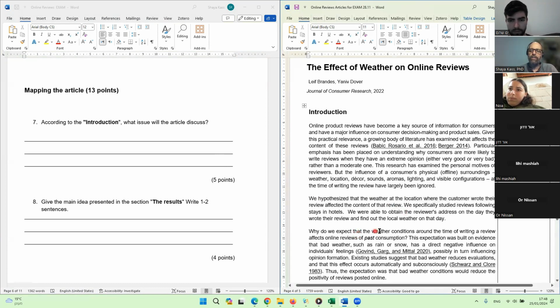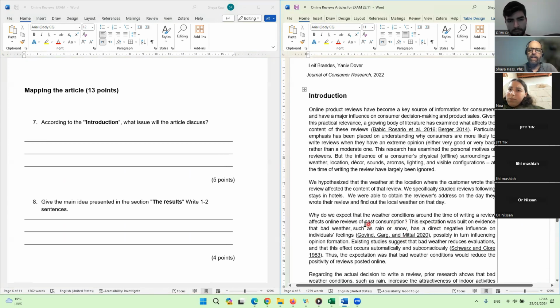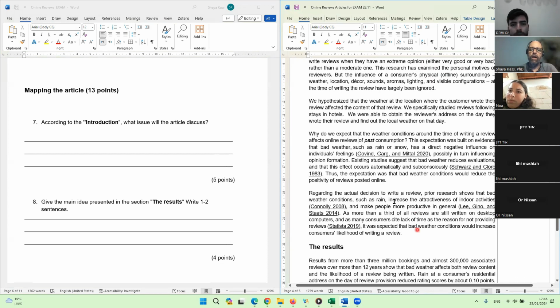Why do we expect that weather conditions around the time of writing the review affect online reviews of past consumption? The expectation was built on evidence that bad weather, such as rain or snow, has a direct negative influence on individuals' feelings. Regarding the actual decision to write a review, prior research shows that bad weather conditions, such as rain, increase the attractiveness of indoor activities, make people more productive in general. Okay.